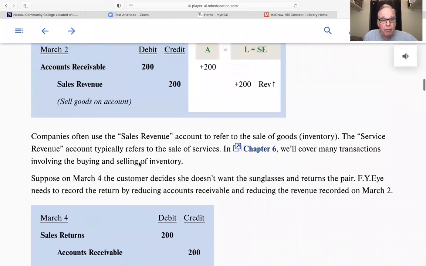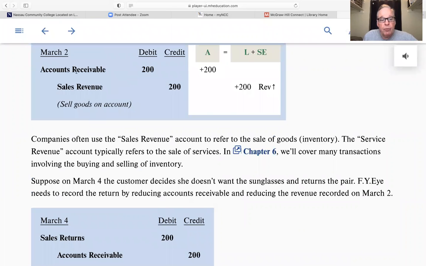But just be aware, right? Sales revenue is a revenue account, and except for closing entries, remember closing entries, chapter 3? Except for closing entries, we never debit revenue accounts. Never, ever, ever, ever debit revenue accounts. So this sales returns kind of takes the place of that. It takes the place of debiting sales revenue. So this account, sales returns, is a contra revenue account.